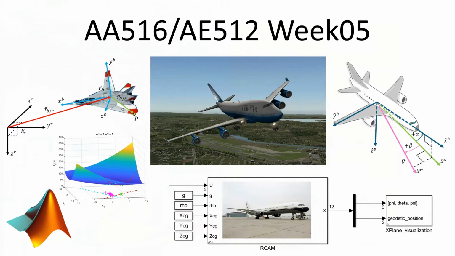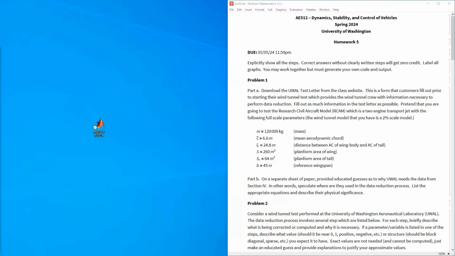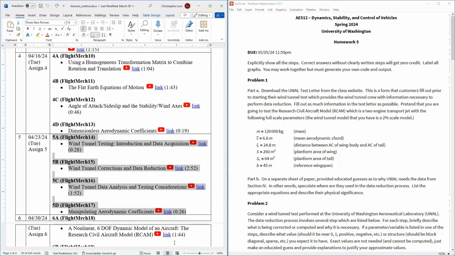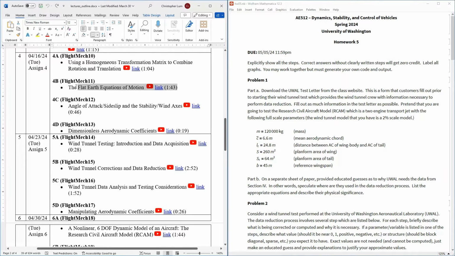So today we are on to week 5 in our flight mechanics class. Why don't we go ahead and do our usual routine of taking a look at where we're headed this week as well as looking at the homework. So week 5, as you can see here by the titles of these videos, we're talking a lot about wind tunnel testing this week. And I think what might help us set the stage for this is let's actually back up and remember where we were last week during week 4.